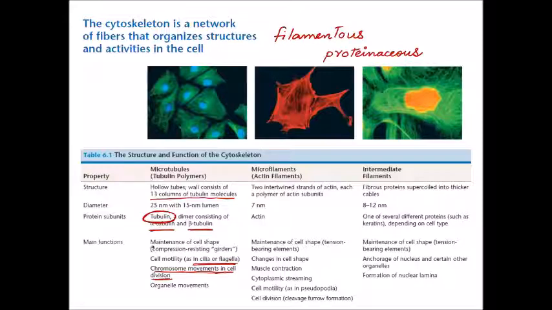Next one, maintenance of cell shape. Like the skeleton provides shape and support to the body, microtubules can also provide shape to the cells. So without this microtubule, cells won't have a specific shape.